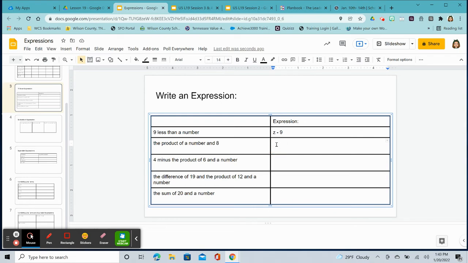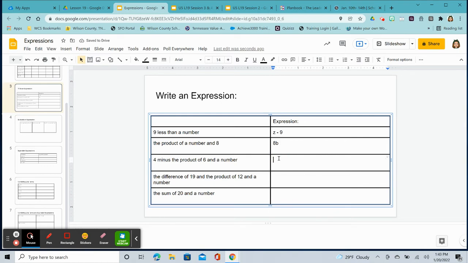The next one says the product of a number and 8. So product is multiplication. So we're taking an unknown number and multiplying it times 8. And again, most of us would want to say, okay, my unknown times 8. But at this point, we don't want to write it in that way. At this point, we want to already know that when we have a number being multiplied by a variable, we want to instead go ahead and place those two next to each other.